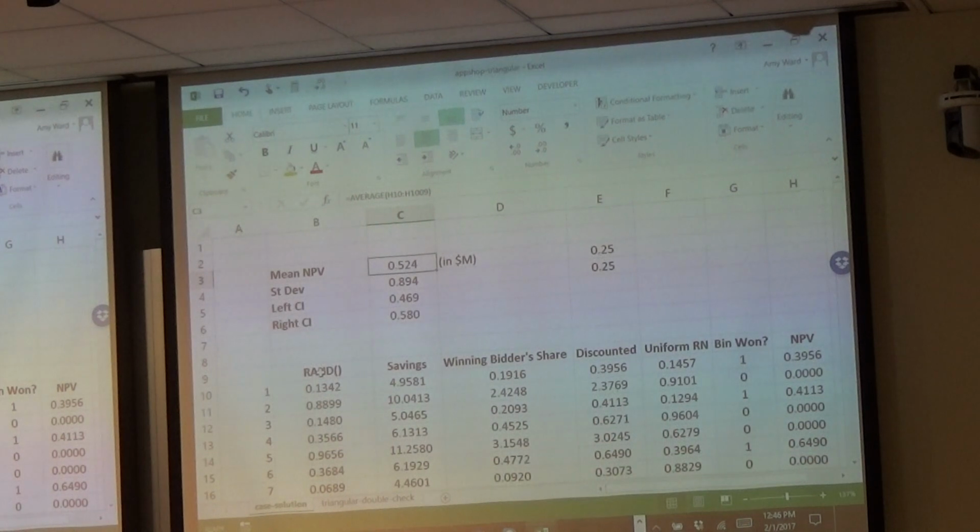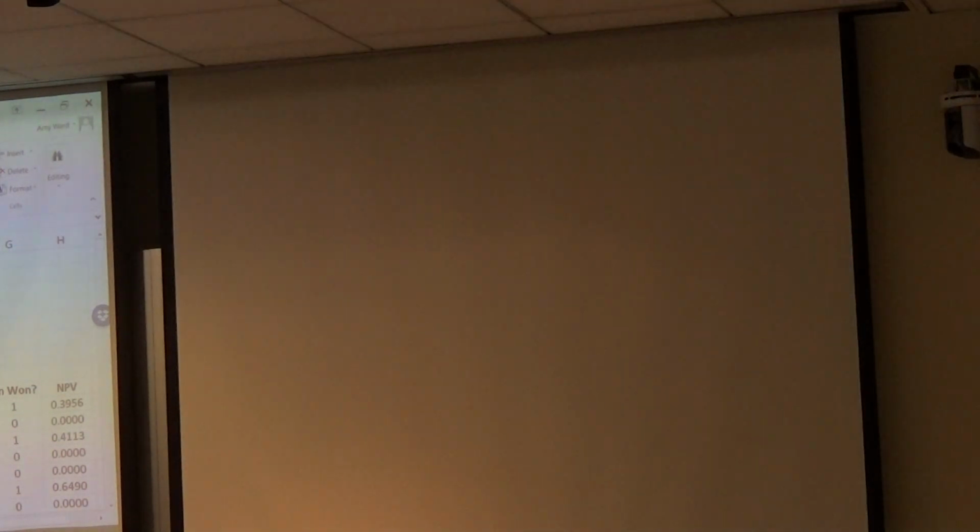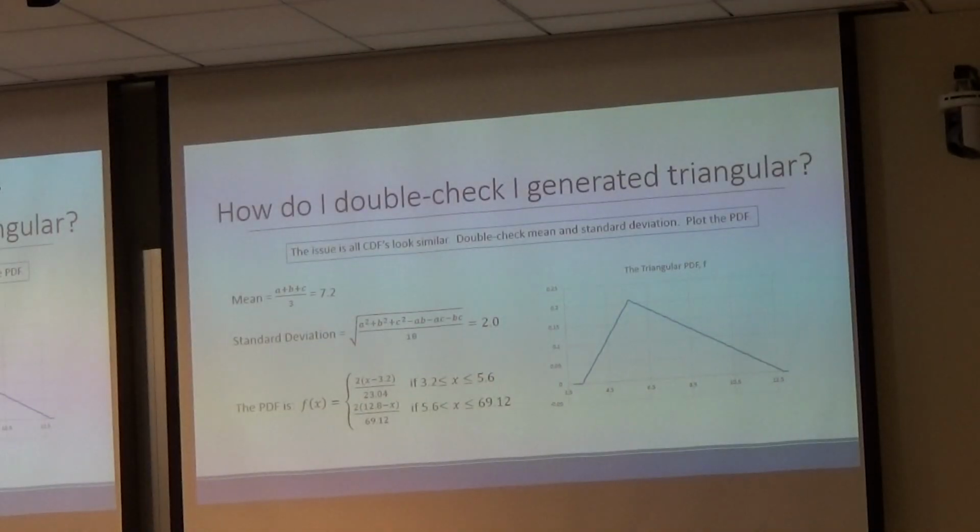And one issue, and somebody asked me about this last Monday, so thank you, I can't remember who, but you inspired this discussion that's about to happen right now, which is, what's the difference between the CDF and the PDF, and when I'm producing these histograms, what does it mean? Well, when you double check yourself, I suggest that you double check yourself with a PDF, not a CDF. Why? Well, the issue is all these CDFs look similar.